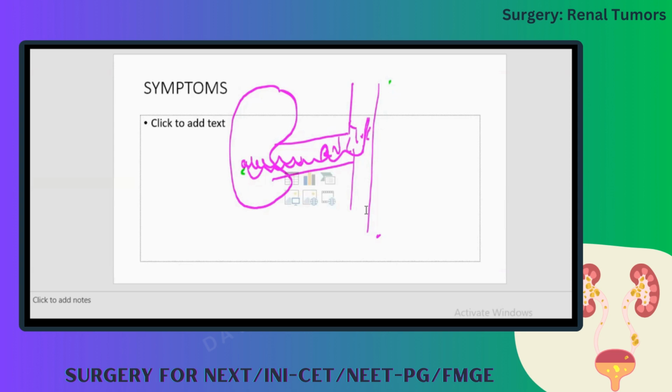For RCC, and for the metastatic type, which is tumor thrombus of RCC, we will go for MRI. FNAC is not needed for renal cell tumors, but it's needed for other conditions. The only indication for FNAC is MLA, which is metastasis, lymphoma, and abscess.